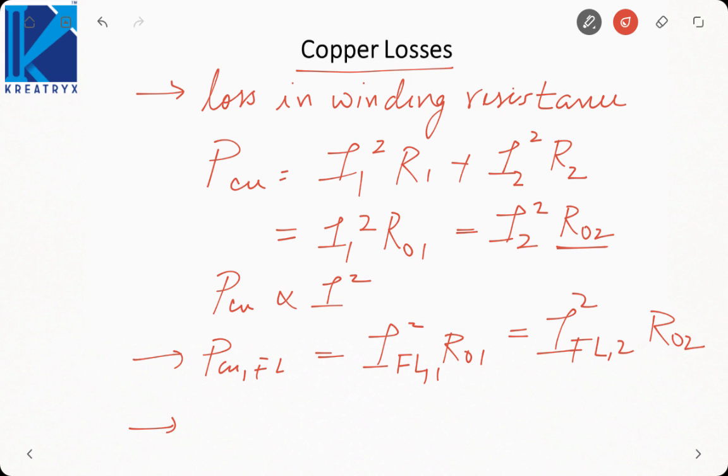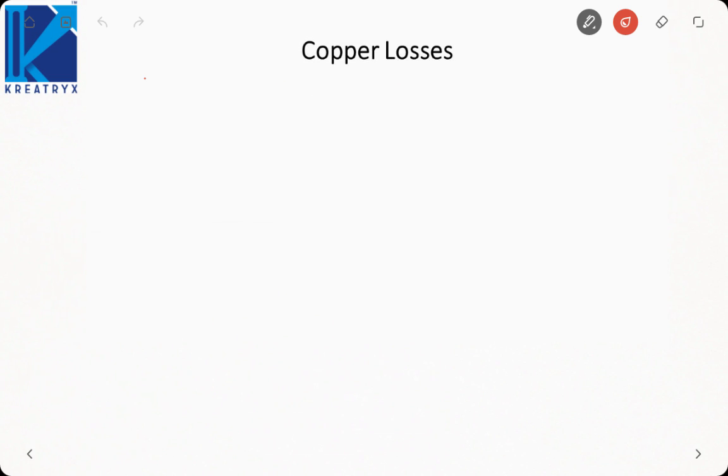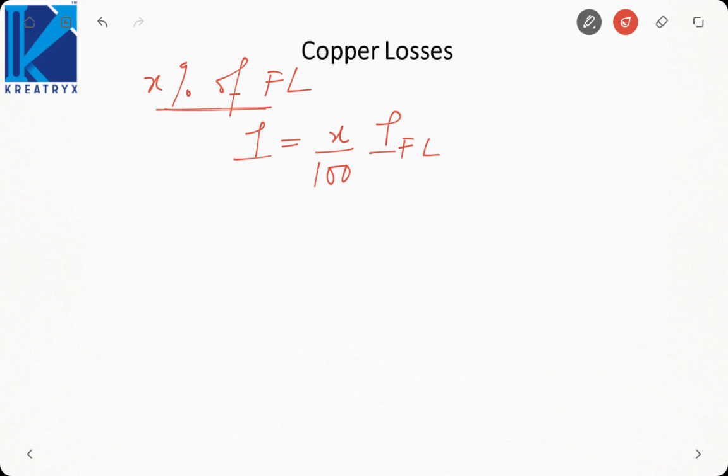So how is the loading defined? Loading is defined as I is equal to X times I full load. If someone gives, let us say, X% of full load, it implies I is equal to X by 100 into I full load. This means the loading is defined in terms of current. 10% of full load means the current flowing is 10% of the full load current. That is what is meant by loading.